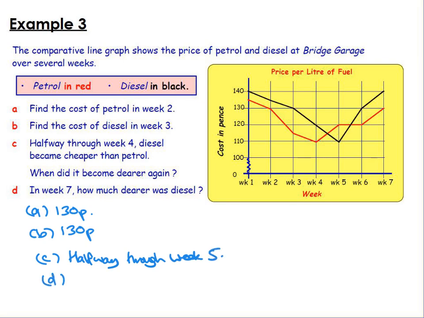Okay, part D. In week 7, how much dearer was diesel? So let's go to week 7. Diesel was 140 pence. Petrol was 130 pence. So it was 10 pence dearer.